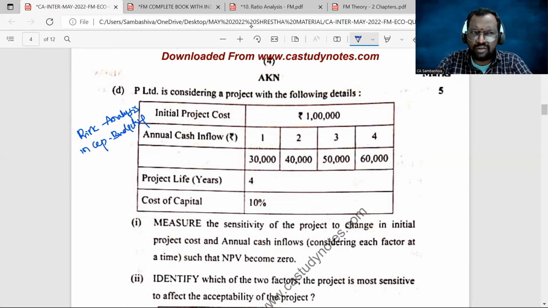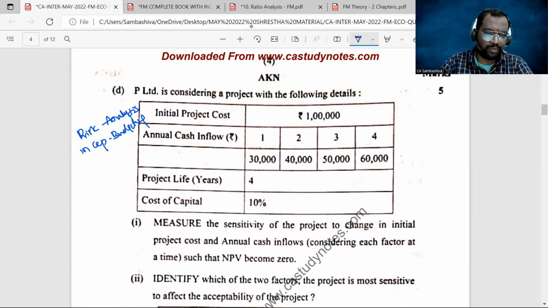Generally, we don't expect a question from the topics sensitivity analysis, simulation, decision tree analysis, because these are final level topics. Even at our CA inter level, we have discussed only one problem with respect to sensitivity analysis, and luckily the same problem you got in your main exam. Though it is out of expectation, the only problem we have done under the sensitivity analysis model, a similar kind of problem, you got in your main exam.